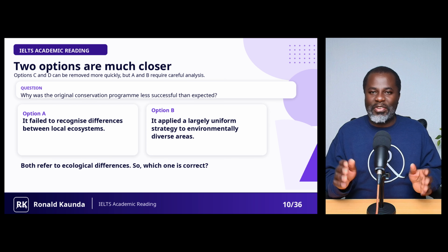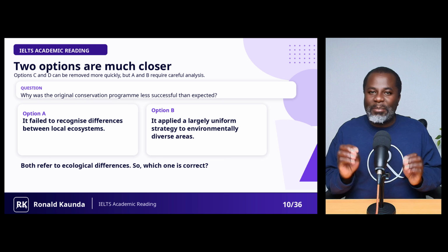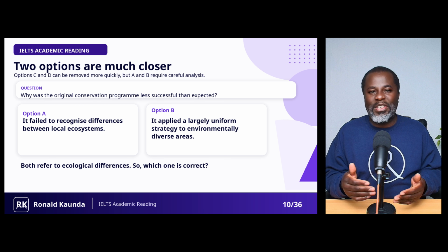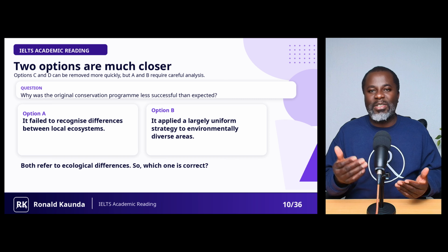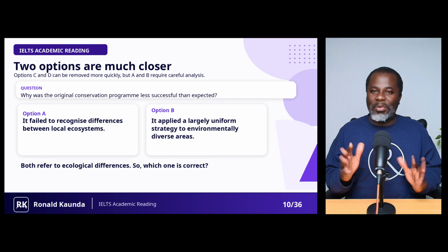Both options refer to ecological differences. Both suggest that the program did not respond appropriately to the conditions at each site. So, which one is correct? Let's start with the first step.